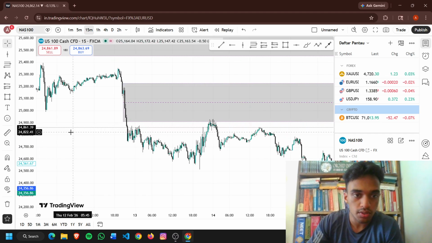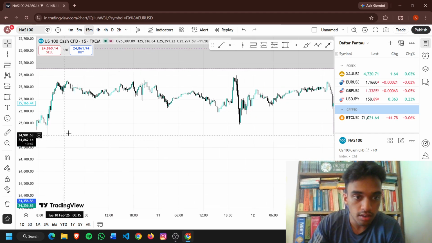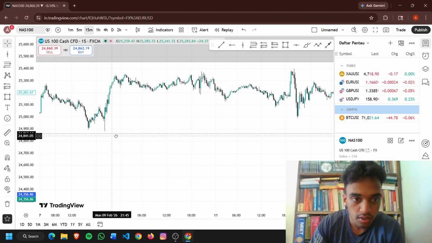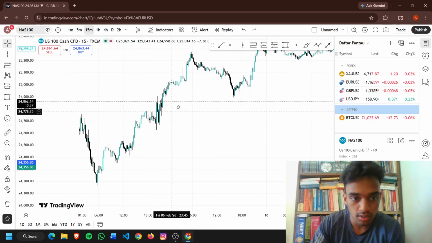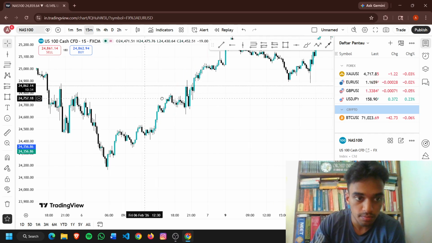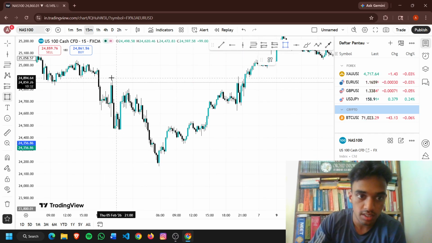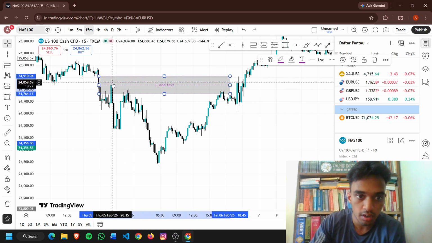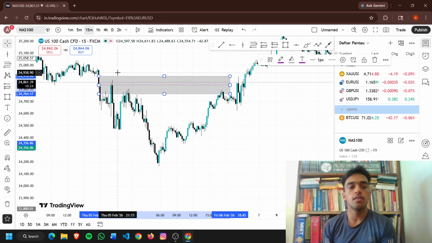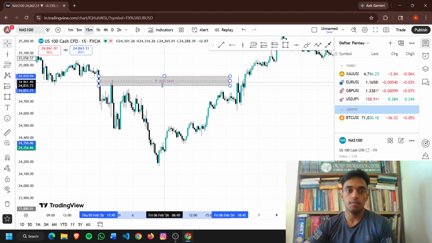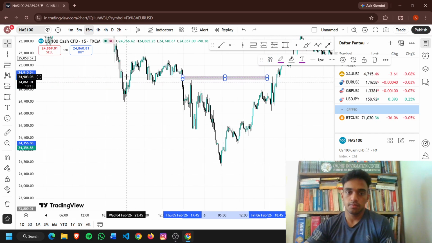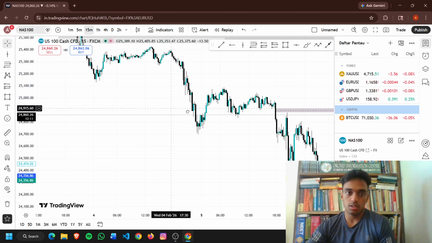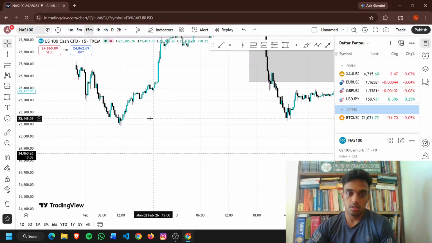I'll give a few more examples, which is a valid fair value gap. See, this is a valid fair value gap. Isn't this a valid fair value gap? The candle didn't close above the fair value gap, so it is always valid. Once it taps, you have to reduce the imbalance. So yeah, that's all. Once it taps, it is done.